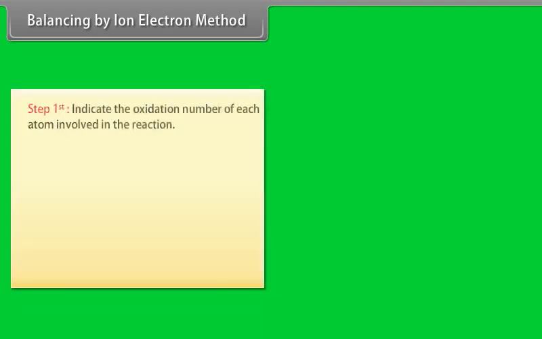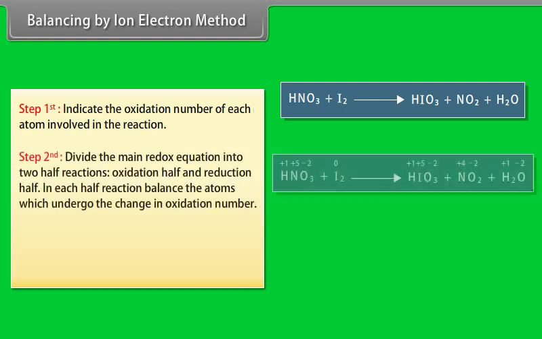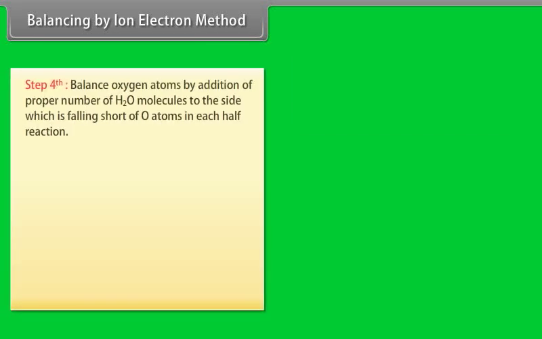Balancing by the ion electron method. Step first. Indicate the oxidation number of each atom involved in the reaction. Step second. Divide the main redox equation into two half reactions, oxidation half and reduction half. In each half reaction, balance the atoms which undergo the change in oxidation number. Step third. Add electrons to whichever side is necessary in order to make up for the difference in oxidation number in each half reaction. Step fourth.